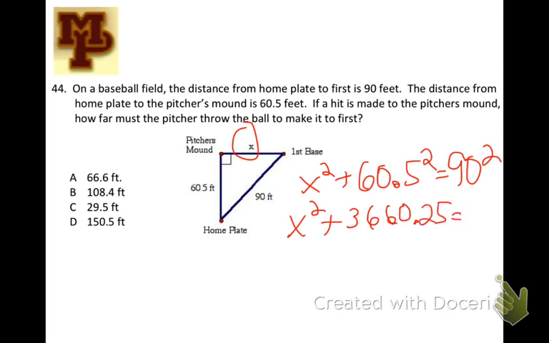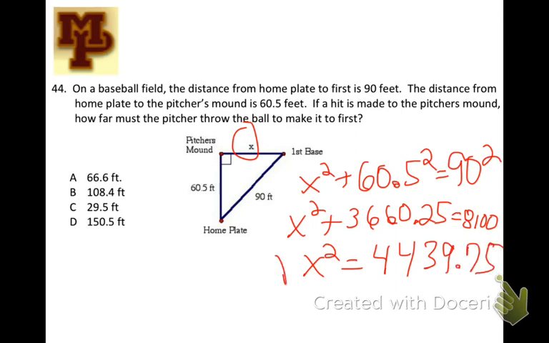90 squared, 8100. And then we can subtract. So 8100 minus 3660.25 is 4439.75, and then we can take the square root. So x is about, what is that?